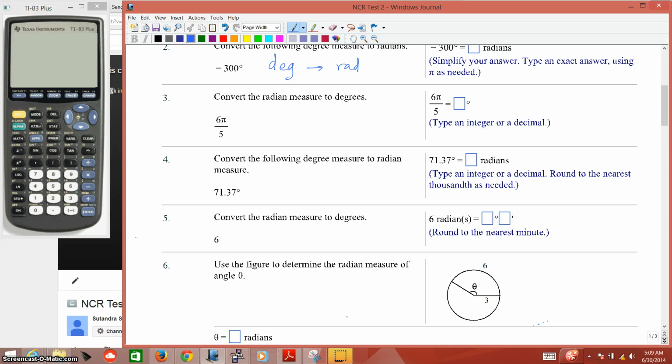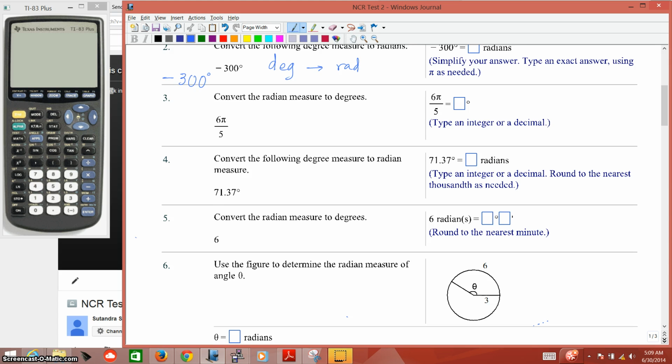Hi, I'm going to work out one important concept of this test 2, which is converting angle measurements from one unit to the other, from degrees to radians or radians to degrees. So this time, going from degrees to radian mode, I have negative 300 degrees.